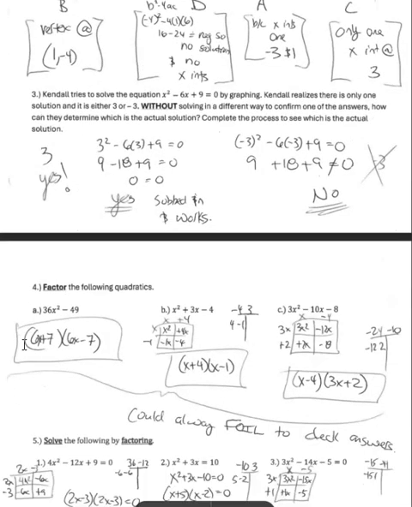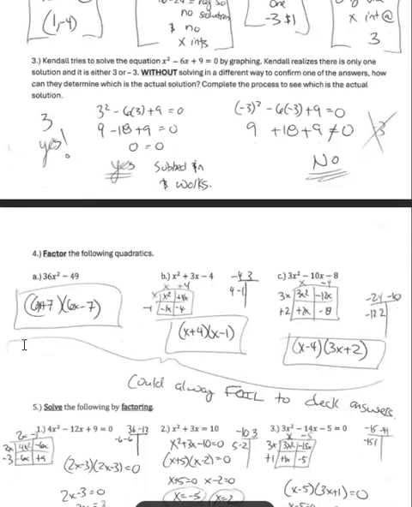The next one says Kendall tries to solve the following quadratic. Somehow she brings it down to it either being an answer of 3 or -3, and she doesn't know which one it's going to be. So how can she check that? Do not forget, when we solve, you can always substitute in the value that you think is the solution and see if it makes the equation true. And in this case, only 3 makes it true. When you substitute -3, it does not make the equation true, so only 3 is the solution.